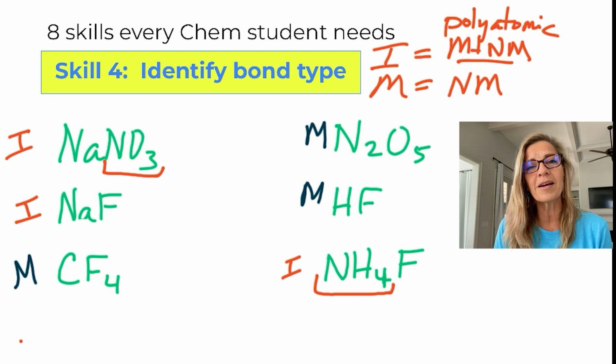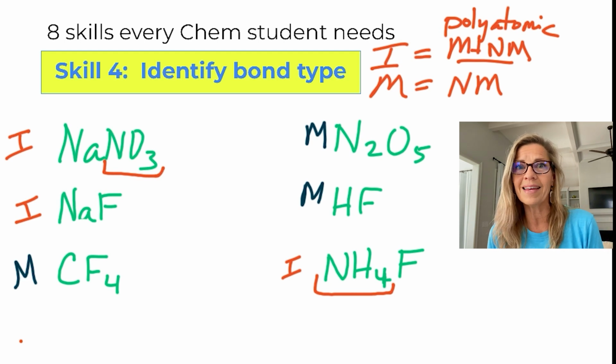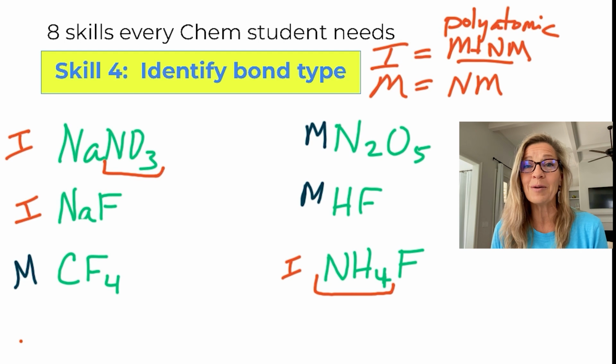So first of all, when you see a compound, you need to think, is this ionic or is it molecular? I hope that helps. That's 4 of them. I've got 4 more to go in the next video.